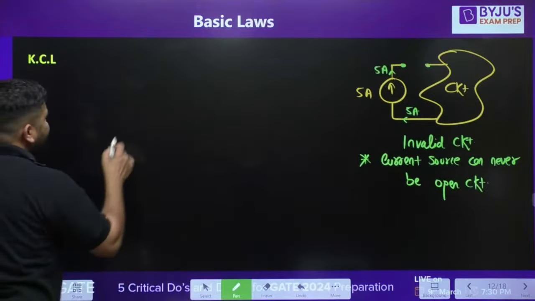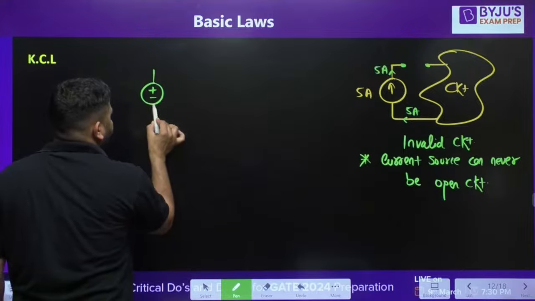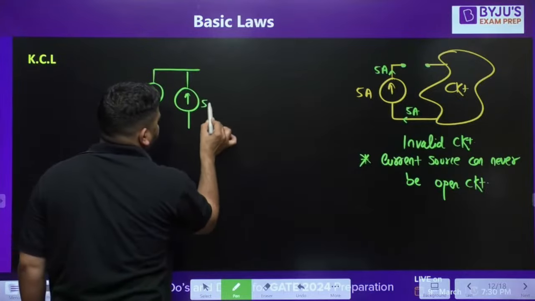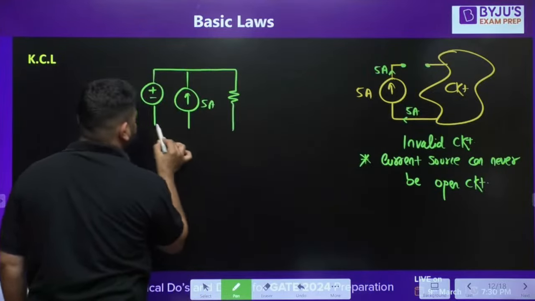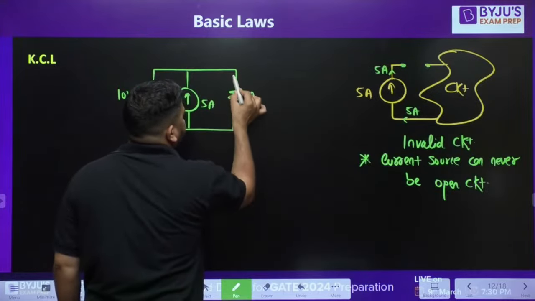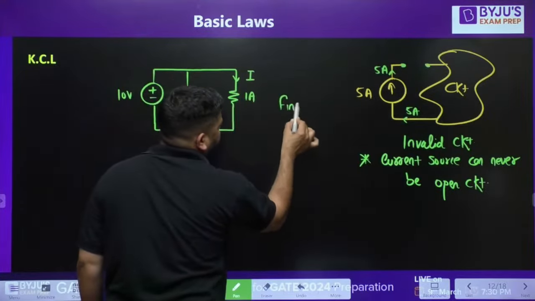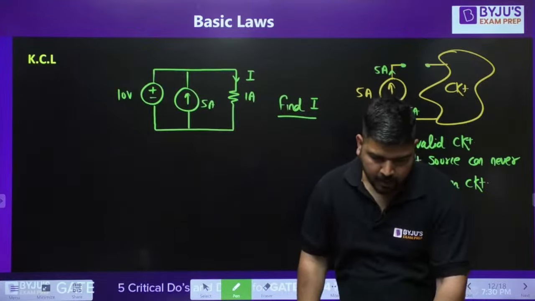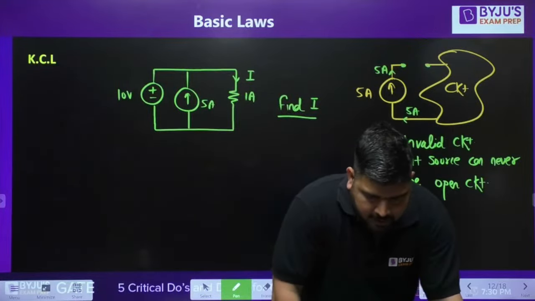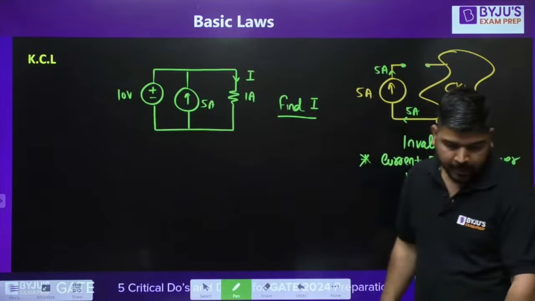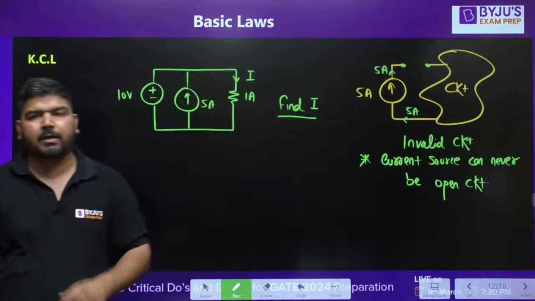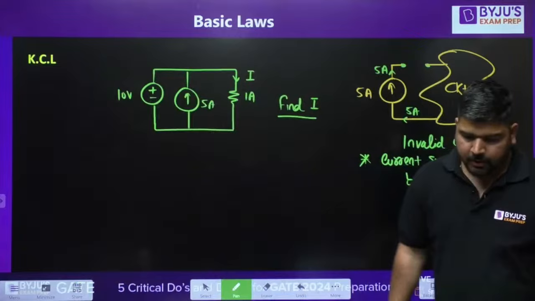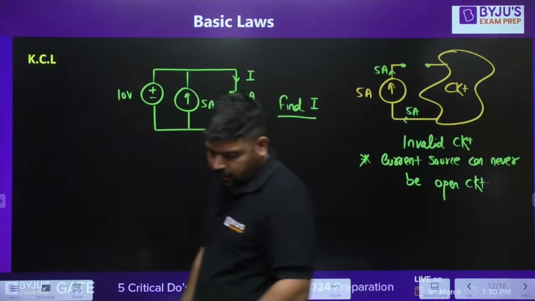So let's say I have a circuit like this. There is a 10 volt voltage source and there is a current of 5 ampere, and let's say this is 1 ohm. Find this current I. We have a current source and a voltage source. Different current sources cannot be in series. Different current sources can be in parallel. There is no problem in parallel. If two current sources of different value are connected in parallel, there is no problem at all. You'll apply KCL at that point.